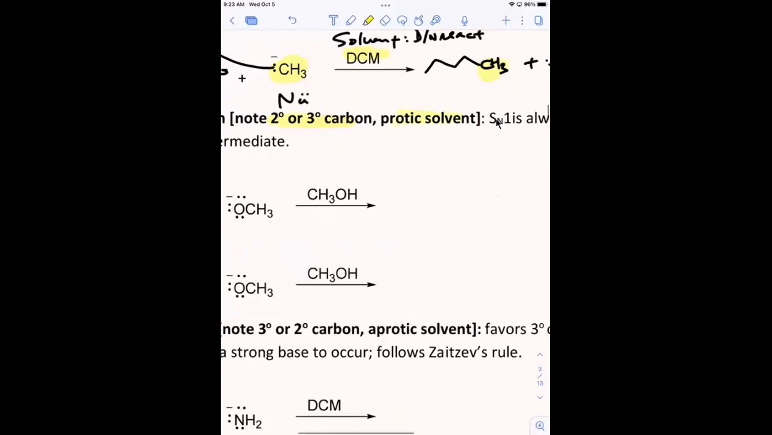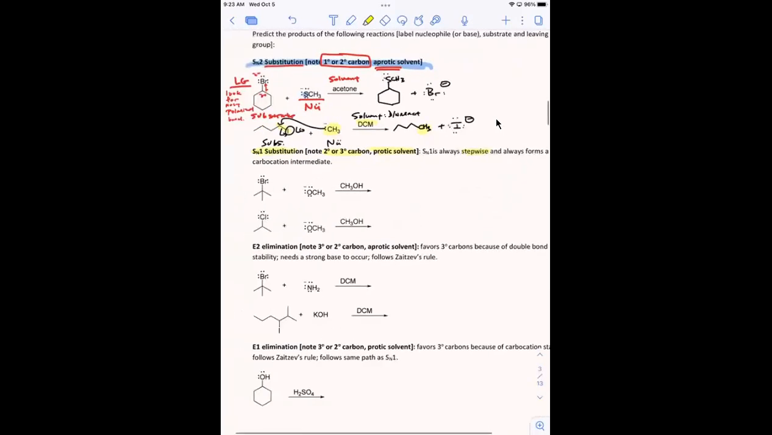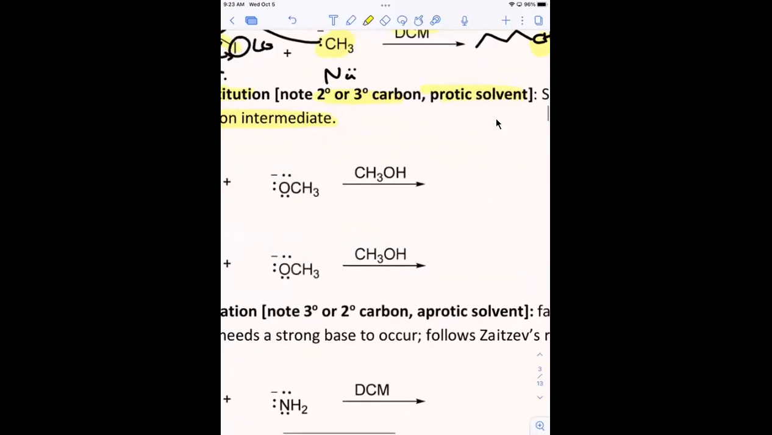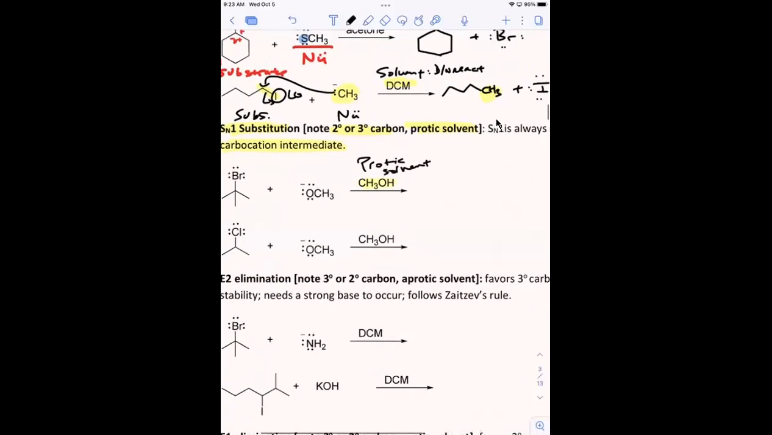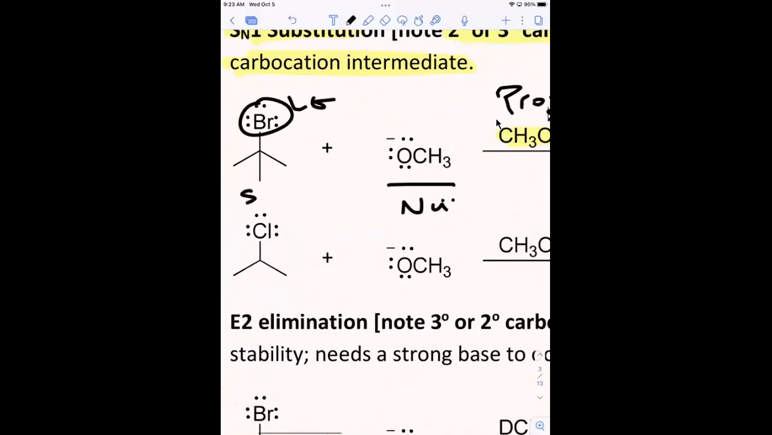It works better in protic solvents. So we'll talk about why. And it's stepwise, not concerted, like the SN2 is concerted. And you always go through a carbocation intermediate, right? So anytime you do this reaction, there's a carbocation intermediate. So let's look at the first example. The solvent, if you notice, is methanol. All alcohols are protic. So this is a protic solvent, right? This is my nucleophile, my leaving group, and then the leaving group is in this substrate.